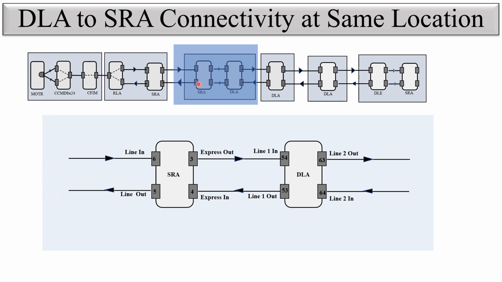So DLA and SRA, these two cards are at the same location, and you can see internally the SRA ports 3 and 4 are used to connect. You can see here the express port: port number 3 is out and port number 4 is in. And the line ports are connected to the far end of the SRA. So the line is always used to connect to the outside fiber, and the express port is used to connect internally with the equipment. You can see here this is a DLA card. It's not necessary that you connect only 54 and 53. You can connect 64 and 63 as well.